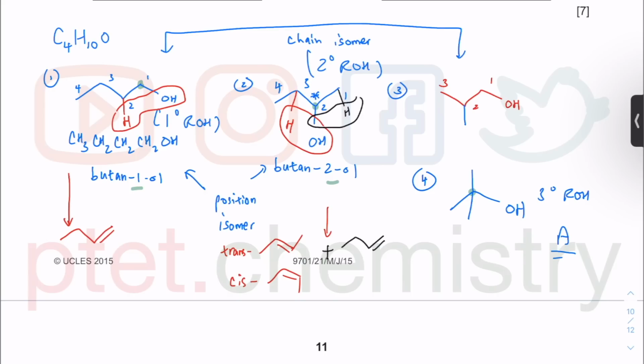So altogether, you get 2 structural isomers, but one of the structural isomers shows stereoisomerism, which is your cis and your trans. The cis, they're on the same side, the trans, they're on opposite sides.